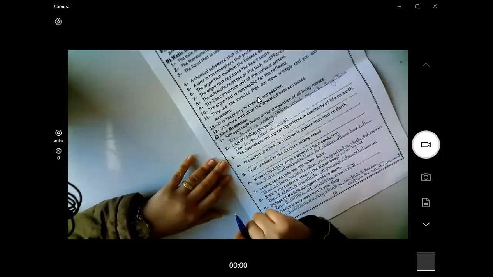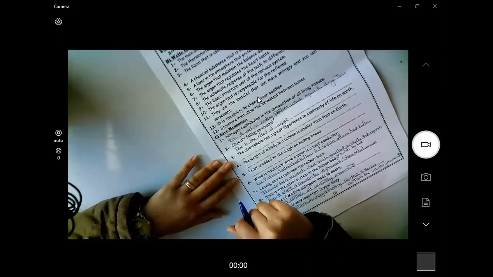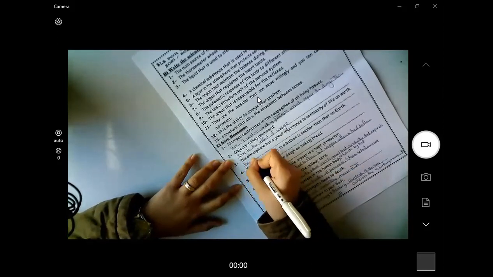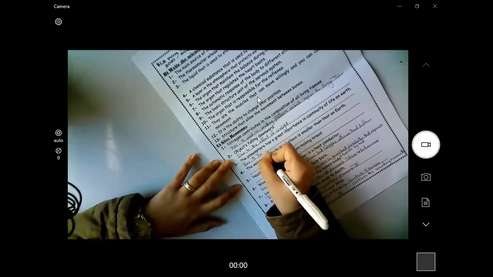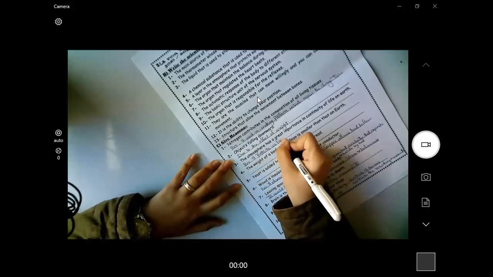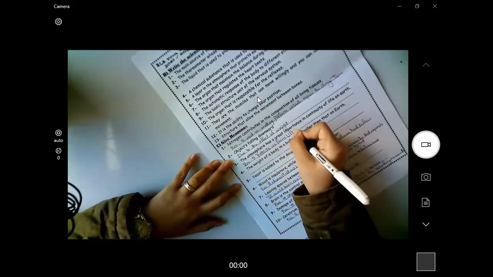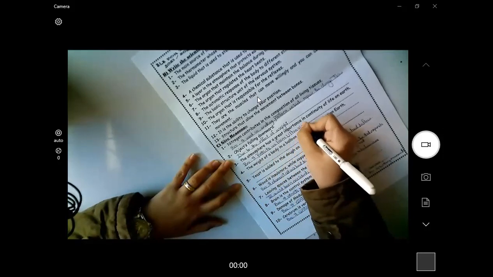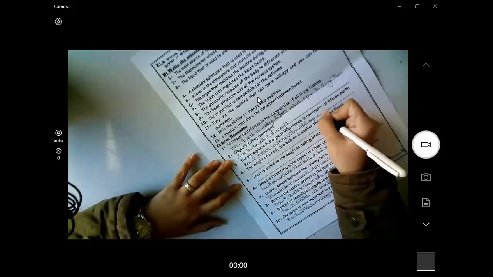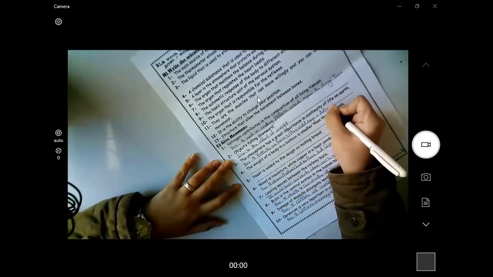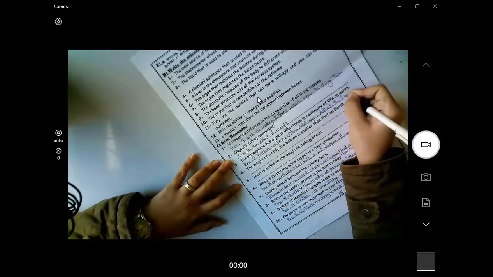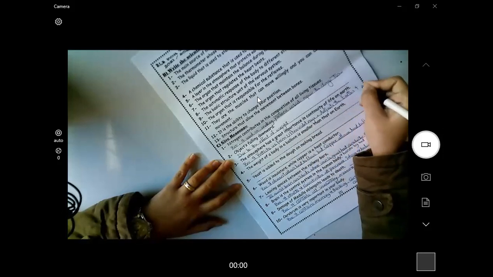Question number 3, the atmosphere has a great importance in continuity of life on Earth because it protects us from ultraviolet rays. وكمان بيعمل ايه؟ Adjusts the Earth's temperature.